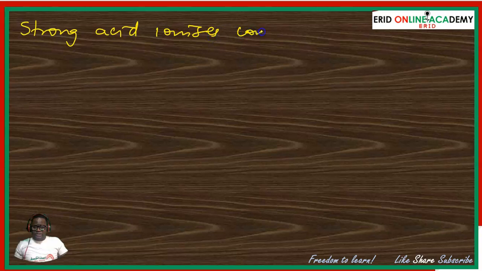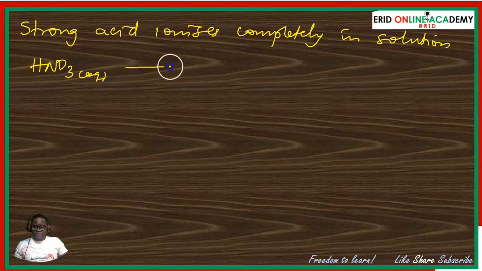ionizes completely in solution. What this simply means is that when the acid dissociates, all the hydrogen ion possible would be formed in the solution. So if I have nitric acid dissociating, let's assume that I have 10 moles of nitric acid in solution. Mole is a unit of measurement in chemistry. So let's say we have 10 moles of nitric acid dissociating in solution, splitting.